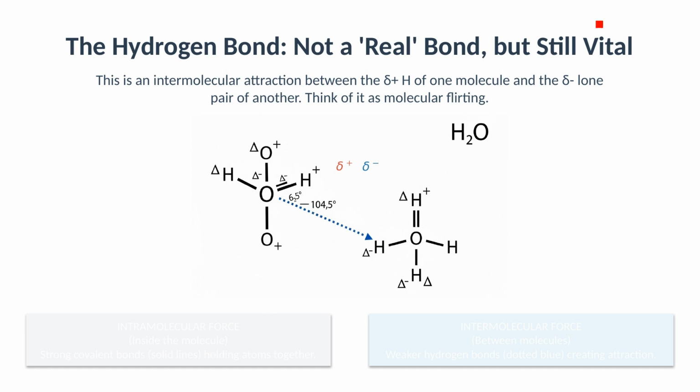This magnetism leads us to the hydrogen bond. Now, look closely at this diagram. You see the solid black lines? Those are the real covalent bonds inside the molecule. But look at that dotted blue line. That's the H bond. It's an attraction between the delta plus hydrogen of one molecule and the delta minus oxygen of its neighbor. I like to call it molecular flirting. It's not a permanent marriage, but it's a very strong attraction.